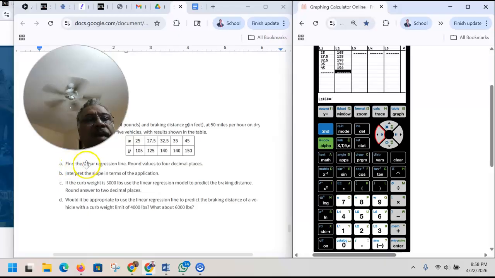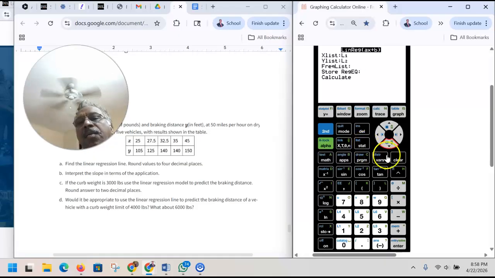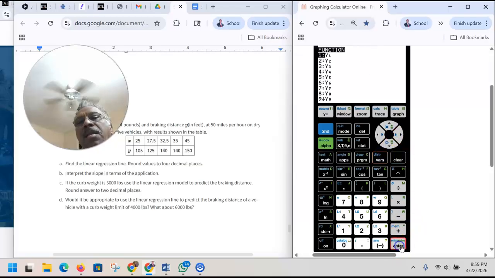But the first question is find the linear regression line, right? And to 4 places. So all you do is stat, go to calc, go to the linear, and there you get the answer. See, so simple. That's not the only thing you have to understand, also the line. I like to use this. Go to var, right click, and enter 3 times. And you get the whole answer. See, you already got A.